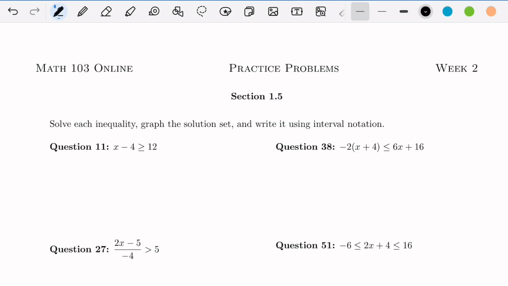All right, so this is our video for week 2. We're going to go over some practice problems from our textbook on the sections that we're looking at this week. So we're going to start with section 1.5 here.